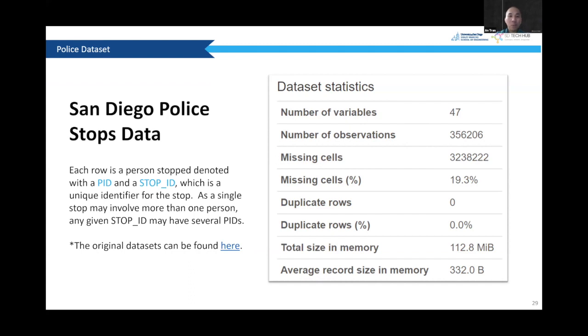The key variables we're going to be working with today are PID and stop ID. PID is going to be the identifier for the person that was involved in a stop, and stop ID is the actual identifier for the stop itself. So stop ID is going to be our primary key that differentiates each instance in our data. All right, next slide, please.